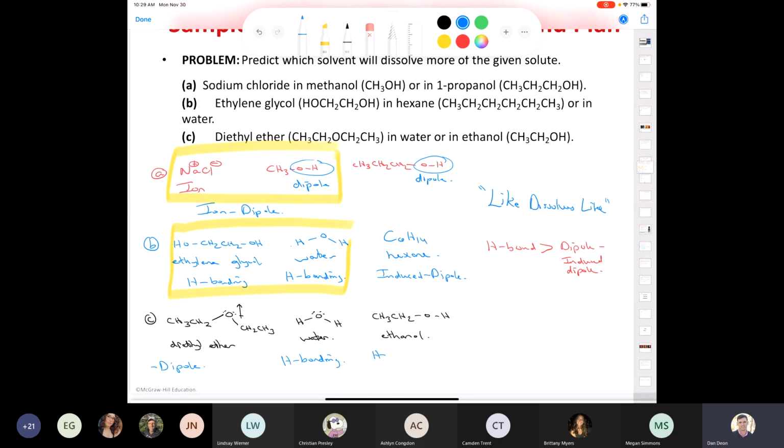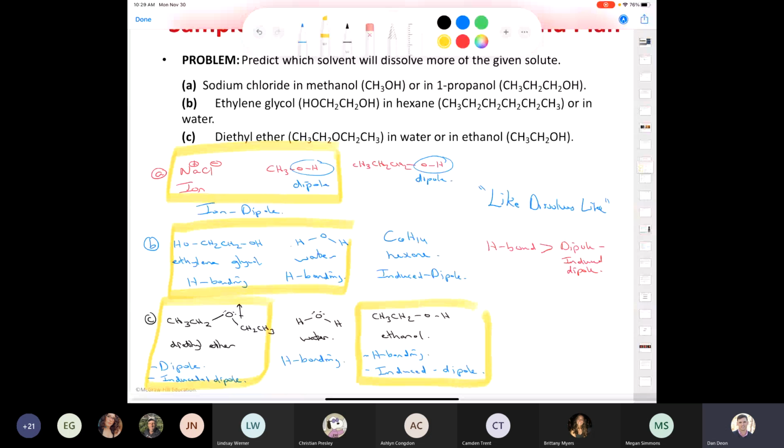And ethanol is going to have hydrogen bonding, but it's also got this nonpolar portion here, right? So it also has induced dipole. And if we go back to the diethyl ether, not only does it have a dipole, but it's got these nonpolar portions here. So it's also got induced dipole.